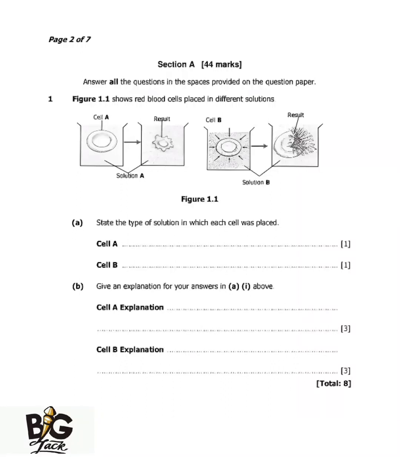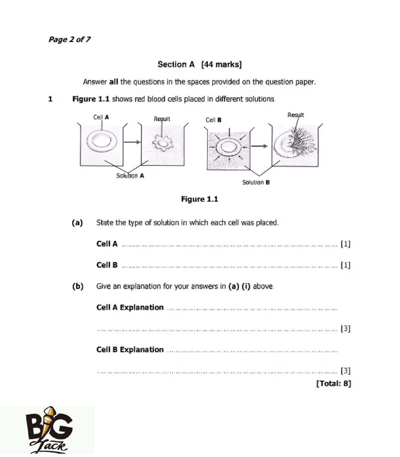Hello everyone. In today's video, we'll be looking at Biology Paper 2, 2019 GCE, specifically question 1 from osmosis. The question says, Figure 1.1 shows red blood cells placed in different solutions. So we have solution A and solution B.